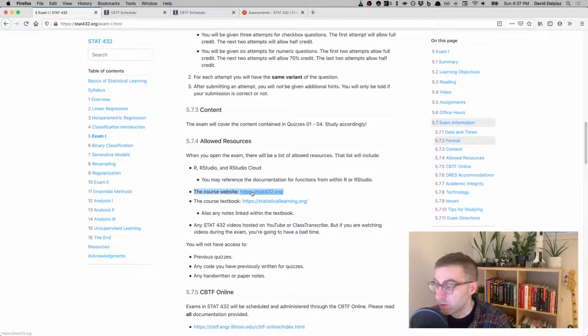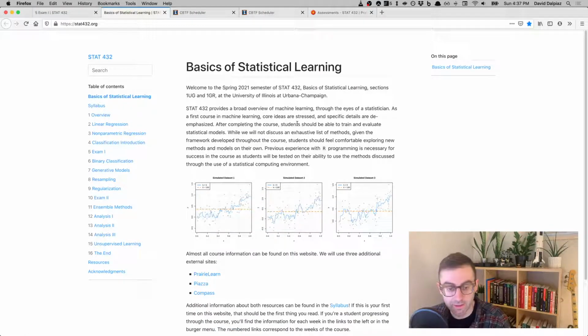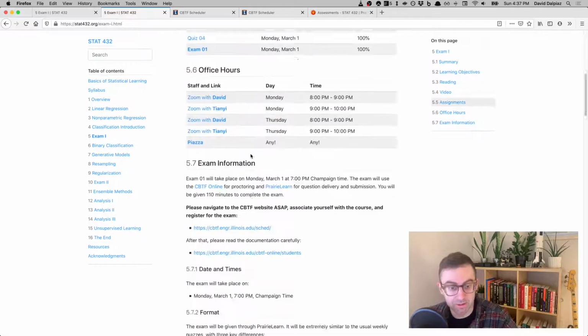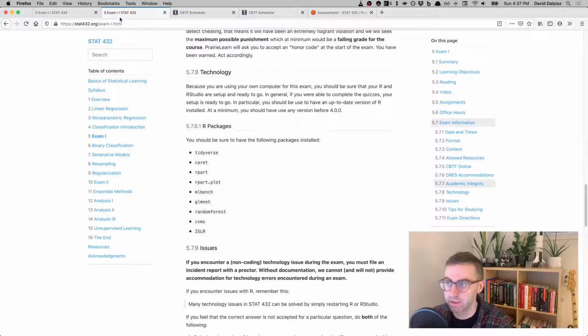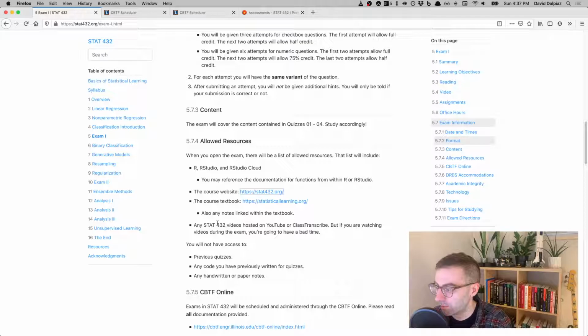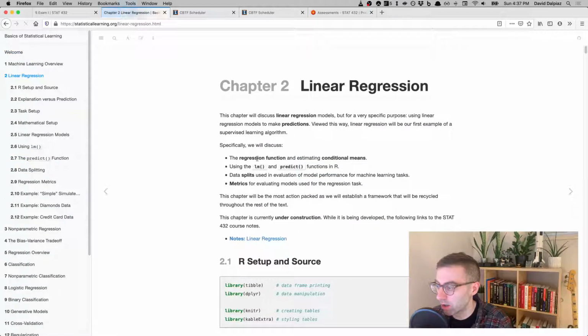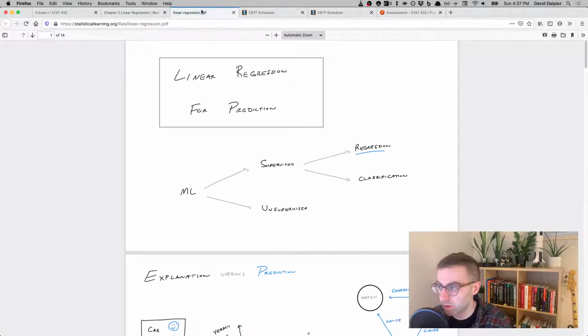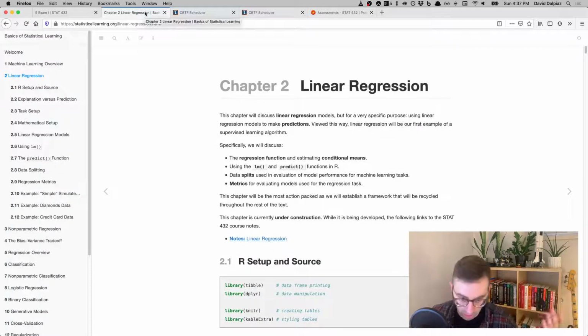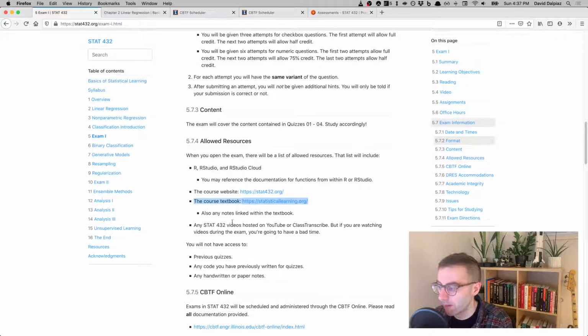Okay, you can use the course website. I don't think that there's a ton of information on the website itself that is useful, except for perhaps the information about the exam, which you can reference during the exam. That's totally fine. You can use the book. So the book is totally fair game, as are the notes that are posted inside of the book, which are what are displayed in the videos.